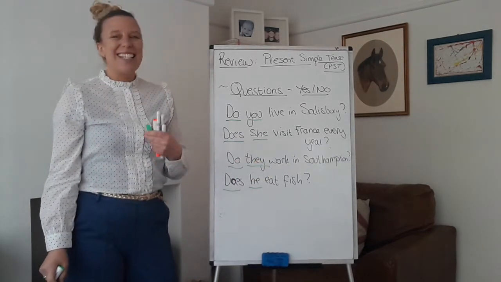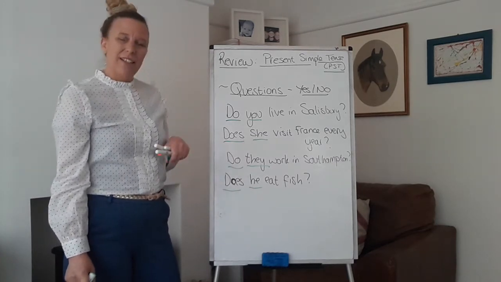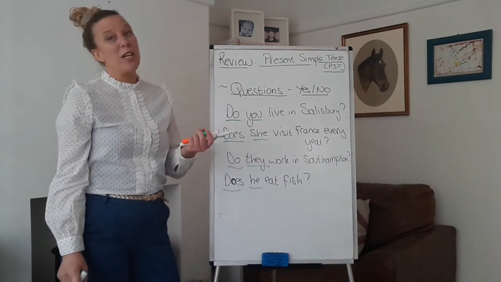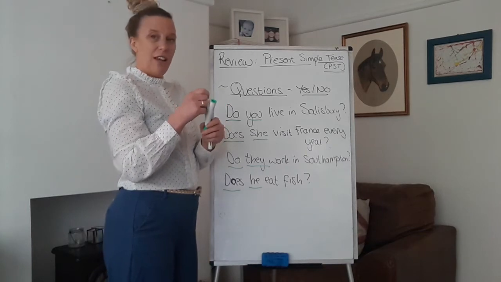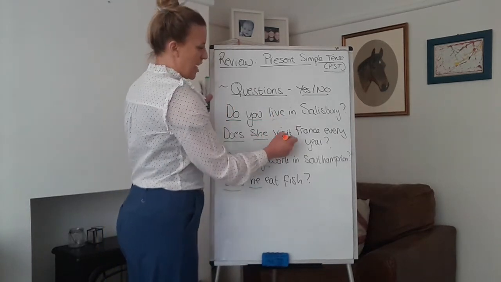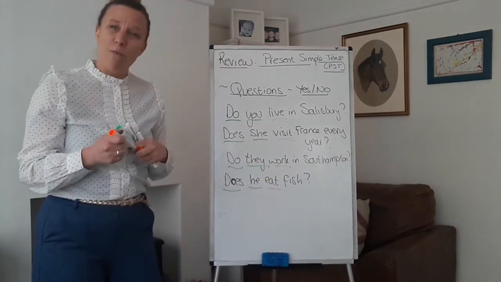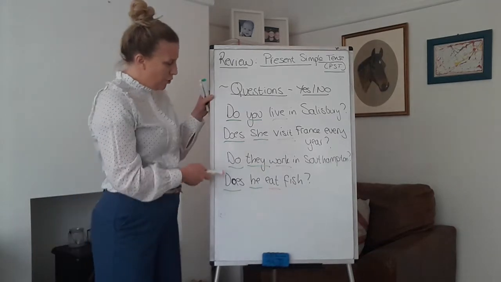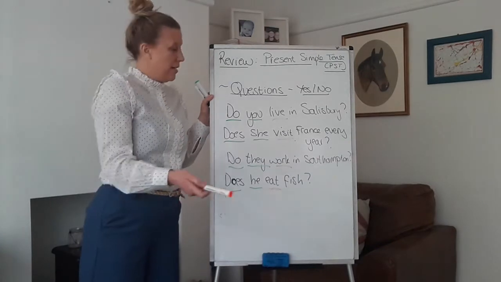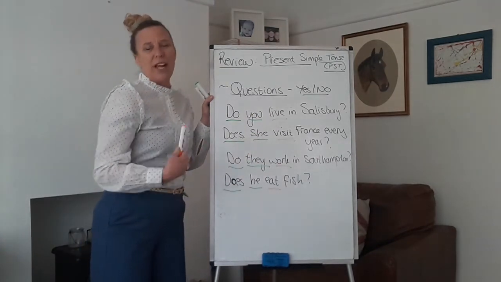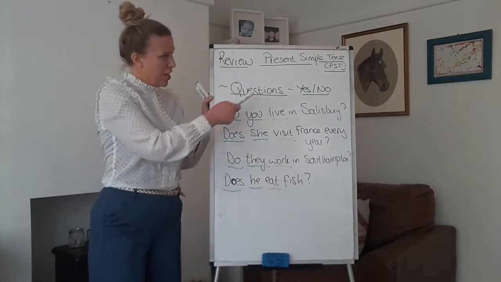So again, it's exactly the same as with the negative. He, she or it, but we use does. And with the negative doesn't. And the others we use do. But the form of verb is always in the base form in questions. So, do you live? Does she visit? Do they work? Does he eat? So that stays in the base form, that verb. Okay? So we have do or does plus the subject, you, he, she, it, they, we, plus the base form of the verb, and then the rest of your sentence.